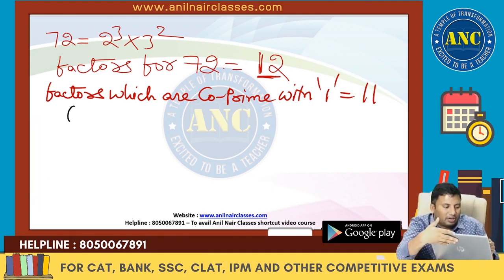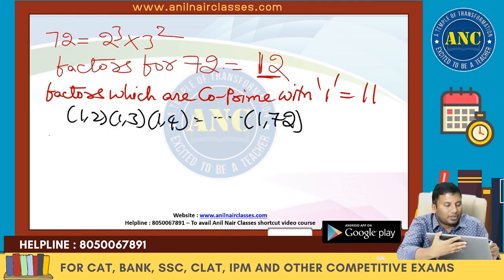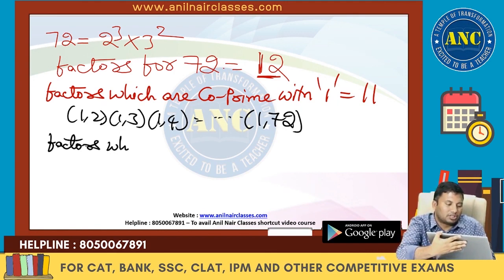Now, if you see, what are they? 1 comma 2, 1 comma 3, 1 comma 4, and so on up to 1 comma 72. Am I right? Next one: factors which are co-prime among themselves.